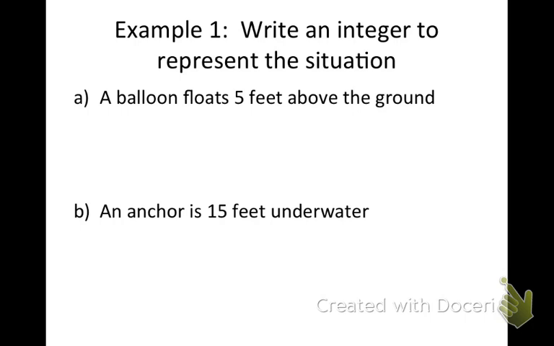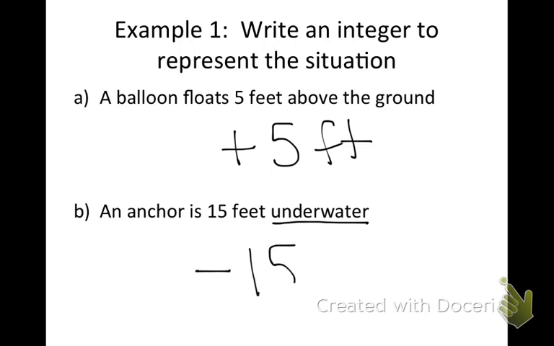So for our balloon 5 feet above ground, we can say the integer is plus 5 feet. An anchor is 15 feet underwater. We're going to write that as negative 15 feet. So those are integers, and we're using them to represent the situation.